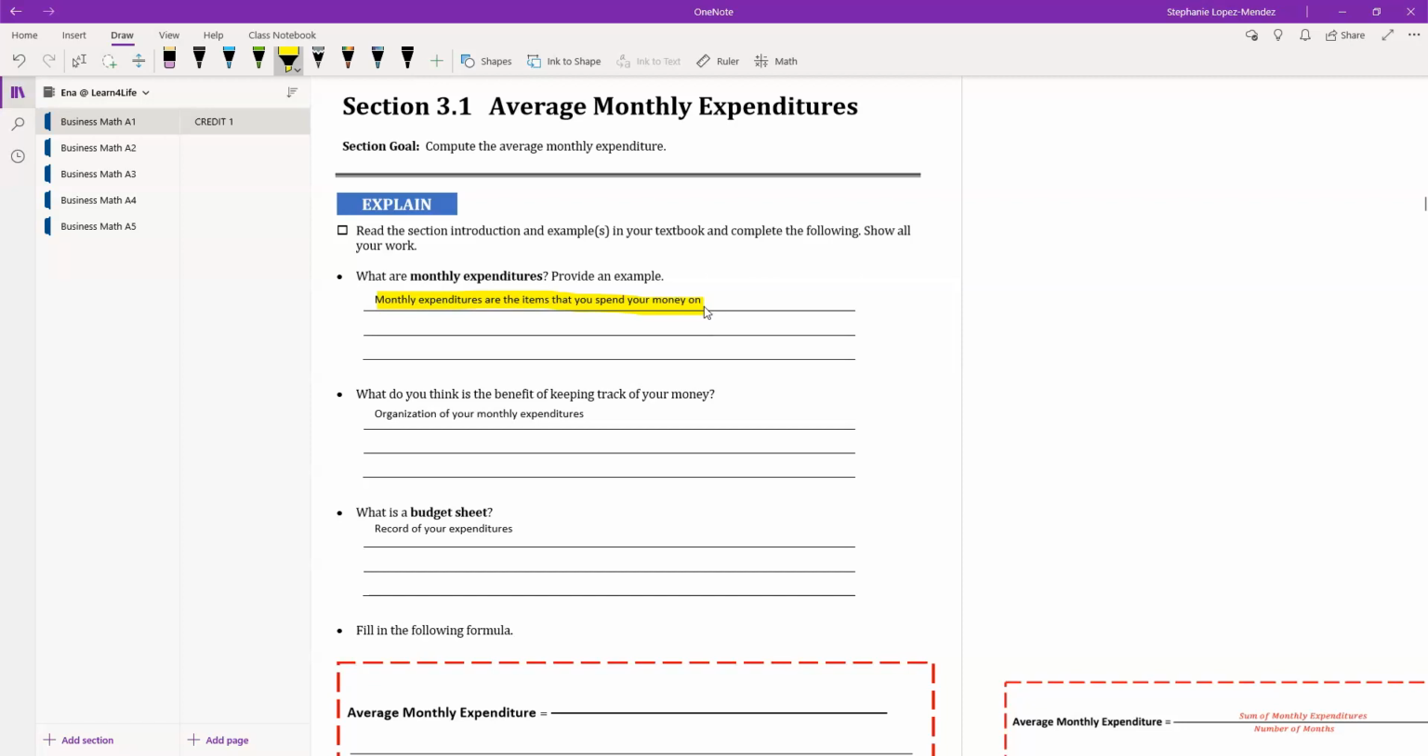The second question is, what do you think is the benefit of keeping track of your money? And that is simply to have an organization of your monthly expenditures. You can find out how much you have spent in this month and how much you need for living expenses for every month. And the third question is, what is a budget sheet? This is simply a record of your expenditures.